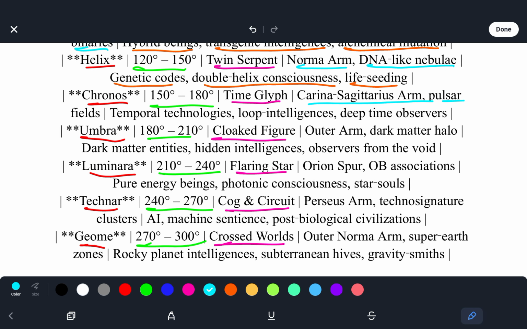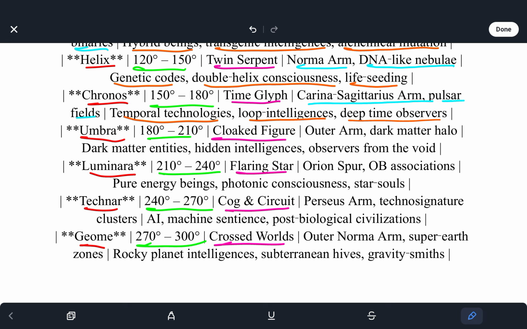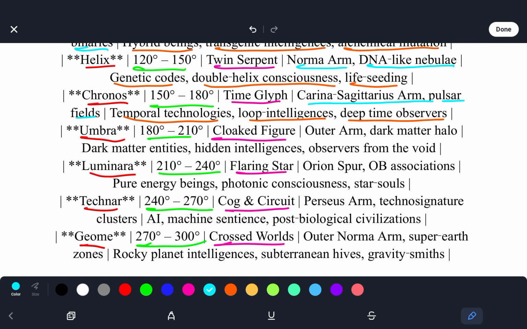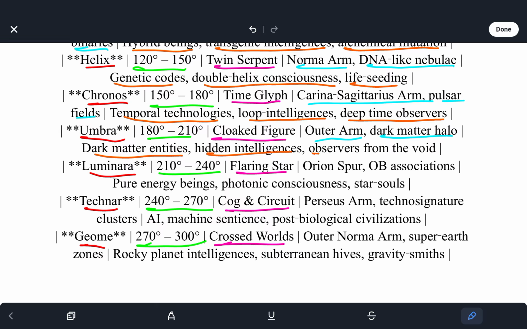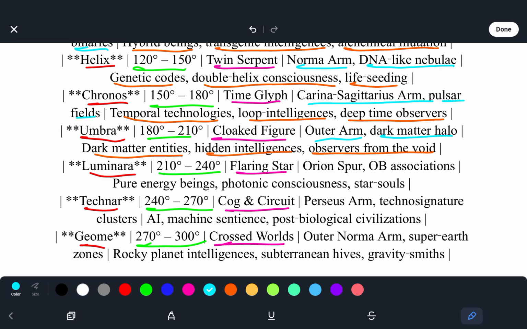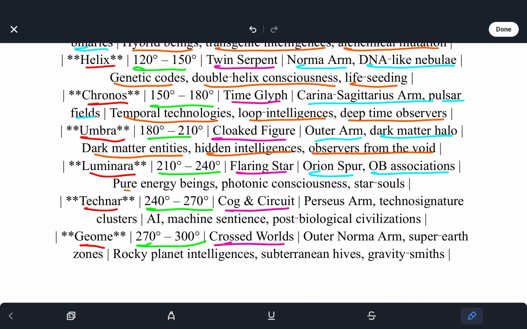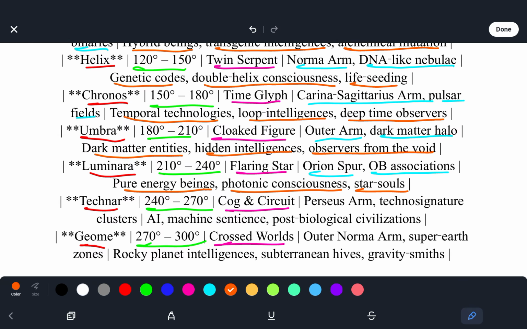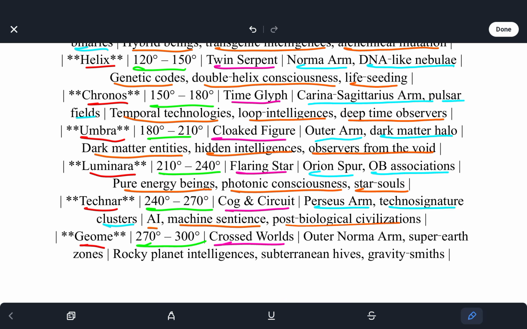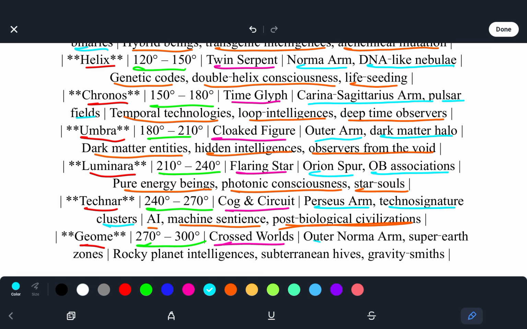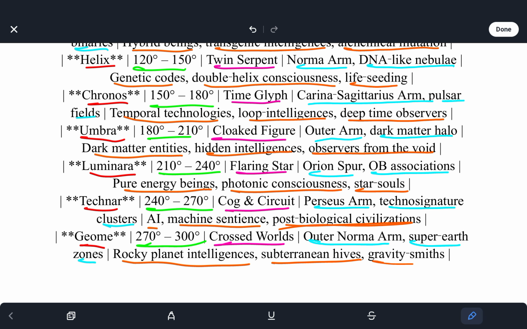Chronos: Carina-Sagittarius Arm, pulsar fields, alright? And then we also see temporal technologies, loop intelligences, and deep time observers. For Umbra, we see outer arm, dark matter halo, and dark matter entities, hidden intelligences, observers from the void. Luminera has Orion Spur, OB associations, and pure energy beings, photonic consciousness, star souls. Technar has Perseus Arm, Technos signature clusters, and AI, machine sentience, post-biological civilizations. Geom has outer Norma Arm, super-Earth zones, and rocky planet intelligences with subterranean hives and gravity smiths.